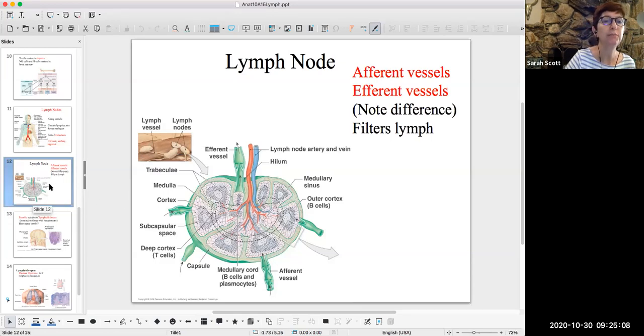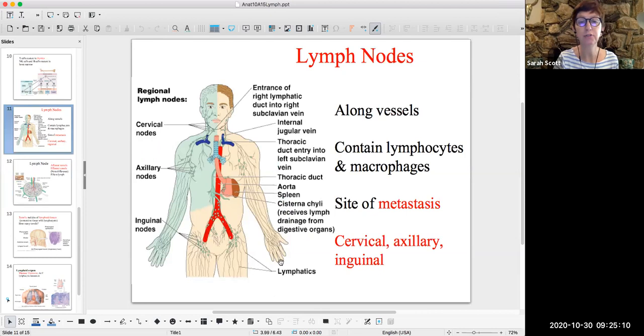Okay, so those are the lymph nodes, and they have a very regular distribution. Notice each limb has its own cluster here, here, here, and here. You also have clusters coming back from the head. And then finally, there are clusters associated here with the digestive system. So anywhere that fluid is returning from gets a chance to be checked out by lymph nodes.